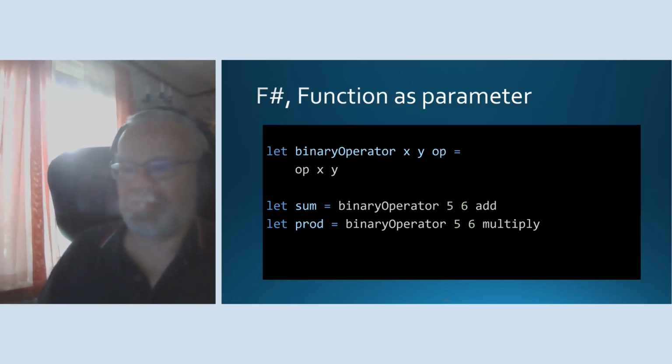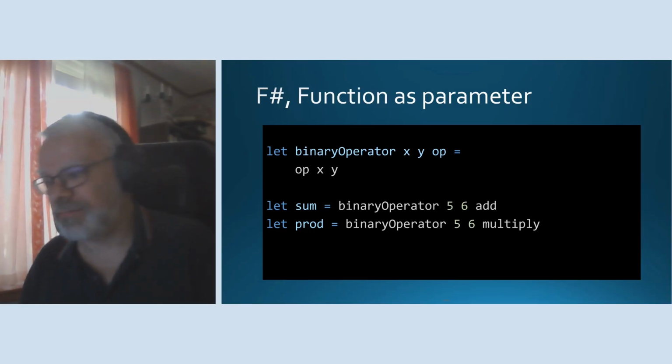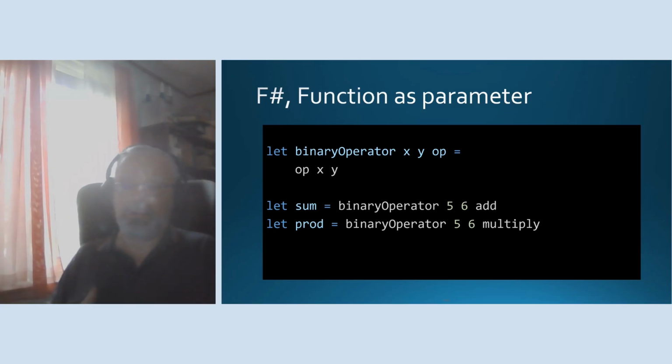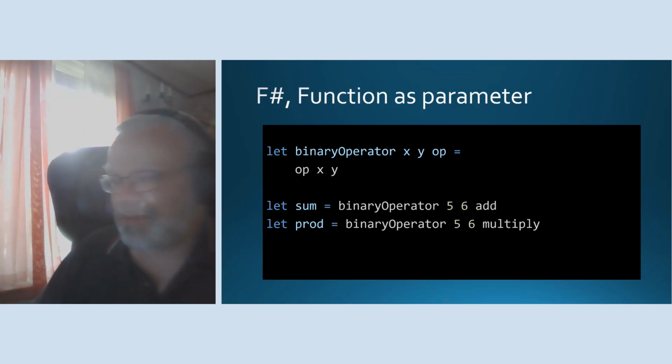If we want to do that in F#, we just declare that binary operator takes 3 parameters, and the result is op and x and y. That is, call op with x and y as parameters. That's it. Not much more to add about that.